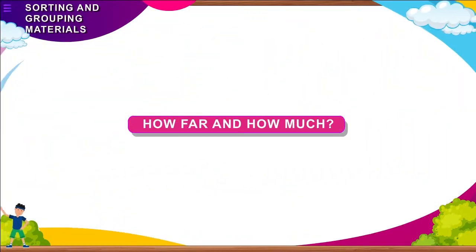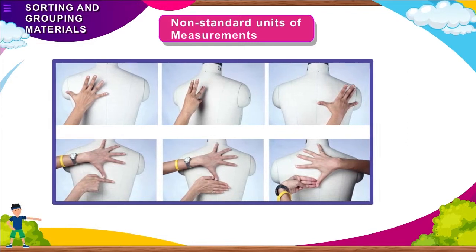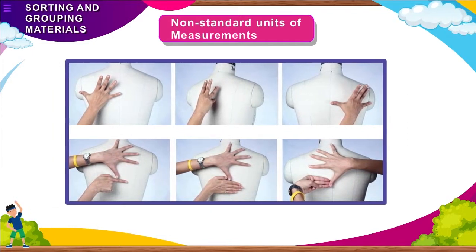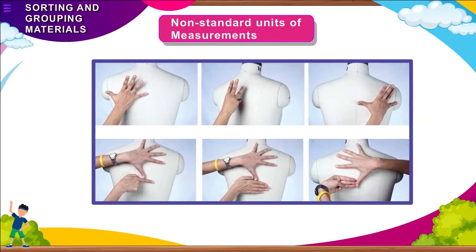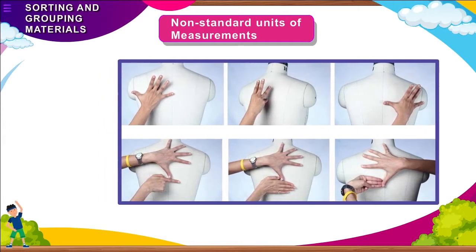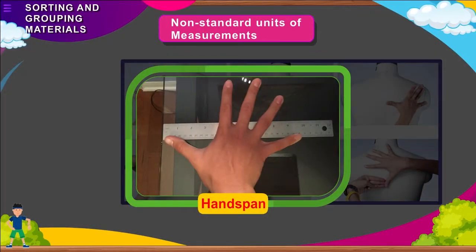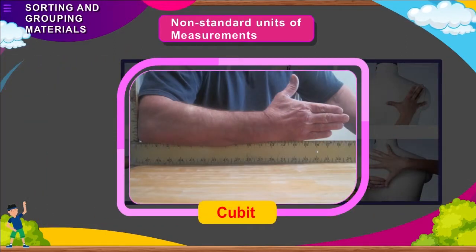How far and how much? Non-standard units of measurement. In early times, people used their body parts as the units of measurement. There was no standard unit or method of measurement which could be followed all over. Some of the methods initially followed were handspan. A handspan is the distance between the tip of the thumb and the tip of the little finger in a stretched position. Cubit. A cubit is the distance between the elbow and the tip of the middle finger.